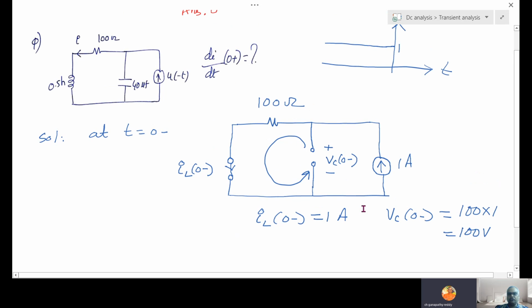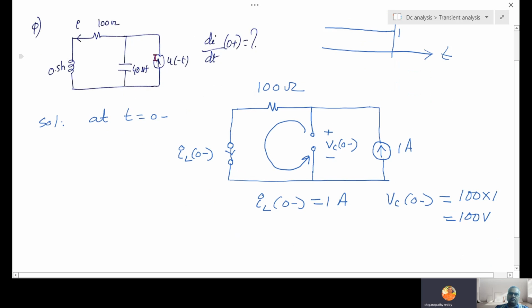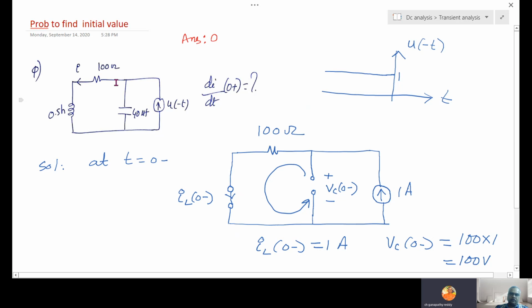Next, 0 plus. At 0 plus, what will happen to the current source? Current source value is 0. Current 0 means open. So after this is open, only this circuit remains at 0 plus. But the question is di by dt. So whenever they are asking first order derivative, second order derivative, or third order, compulsorily we have to form one time domain equation. Otherwise you can't find. But the time domain equation at 0 plus: current source 0 means open. After this is open, this is only remaining.